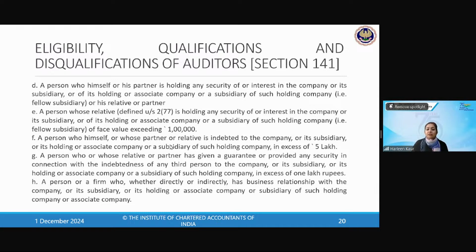At the same time, we have discussed that if you're indebted to the company, you have given the company a loan in excess of 5 lakhs, or any guarantee has been given in excess of 1 lakh, then also you're disqualified. You cannot be appointed as an auditor.